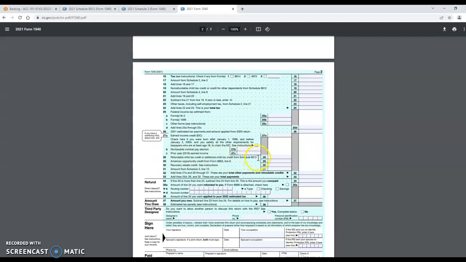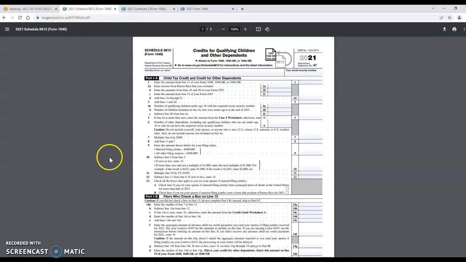Either way, you have to fill out the Schedule 8812. In the past, you only had to fill it out if you couldn't use all of the credit as a non-refundable and you wanted to see if you could get some extra refundable out of it. Then you filled out the 8812. But here, because John lives in the United States, all of it is going to be refundable. We just skip line 19. We go to line 28, but we have to fill out the 8812. So here is the 8812 form.